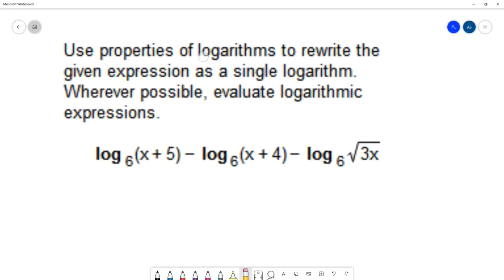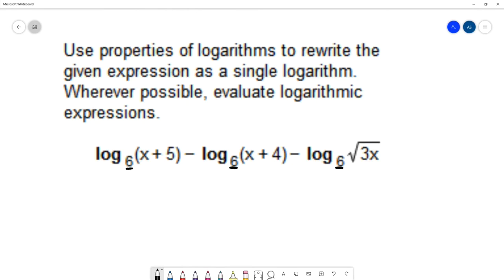Use the properties of logarithms to rewrite the given expression as a single logarithm. Whenever possible, evaluate logarithmic expressions. On this one, we have log base 6 of x plus 5 minus log base 6 of x plus 4 minus log base 6 of square root 3x. So on this example, we're going to use the properties of the product rule and the quotient rule to condense this down to a single log. We are allowed to use those properties because these logs all have the same base.